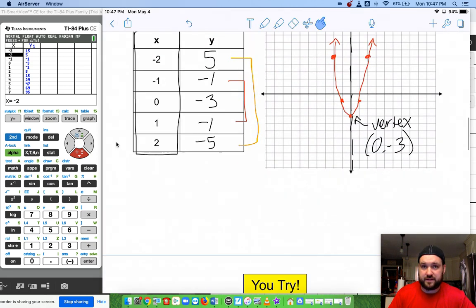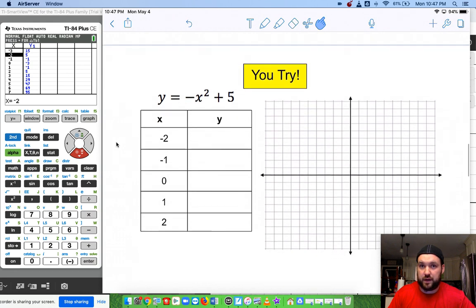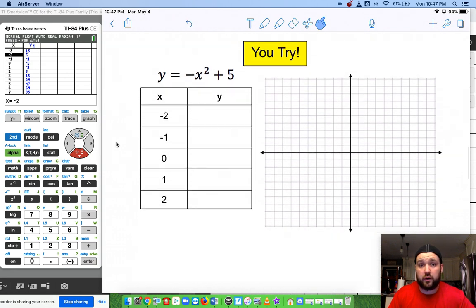So that plus c, just understanding that it moves up and down. If you have your own calculator, go ahead, pause the video now. I want you to try typing this equation in and using the table function to get the values and then graphing what you get from there.